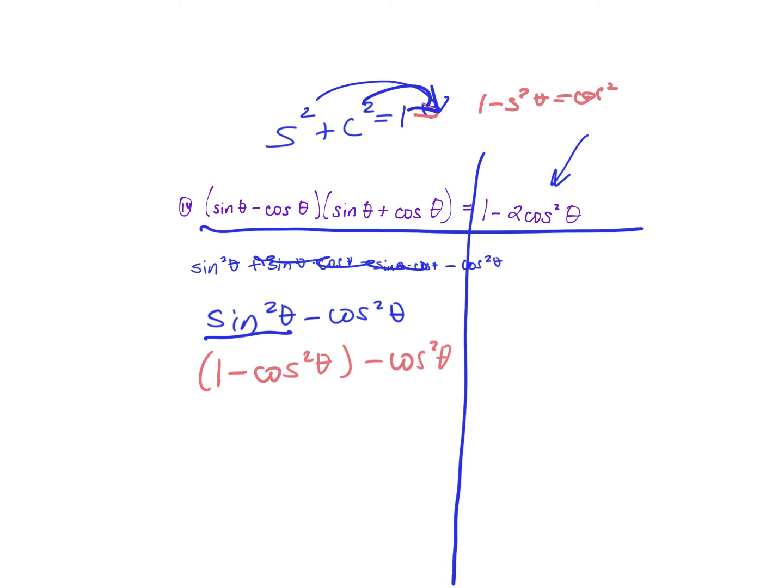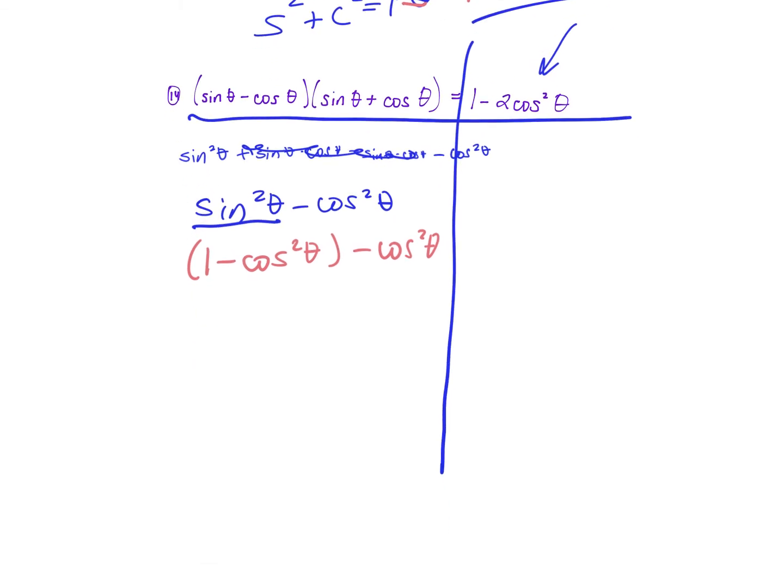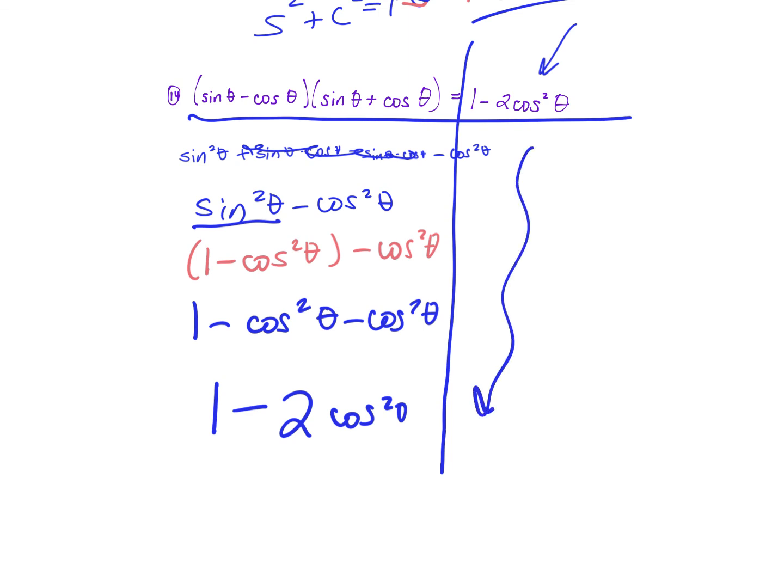Moving that over to get this. So now I have 1 minus cosine squared theta minus cosine squared theta. If I have 1 minus cosine squared theta and another negative cosine squared theta, how many cosine squared thetas do I have? 2. Which is what we had right here.